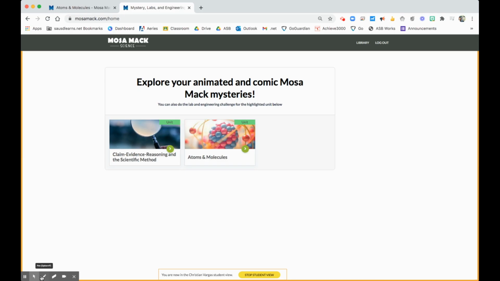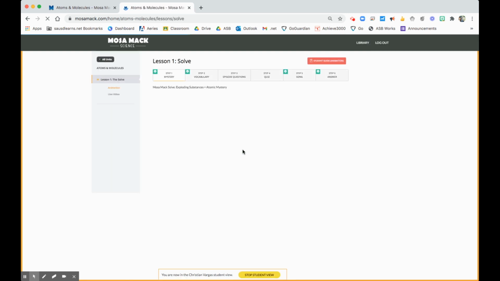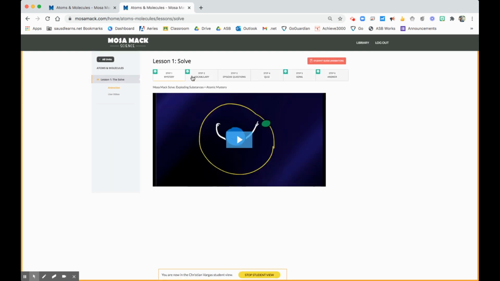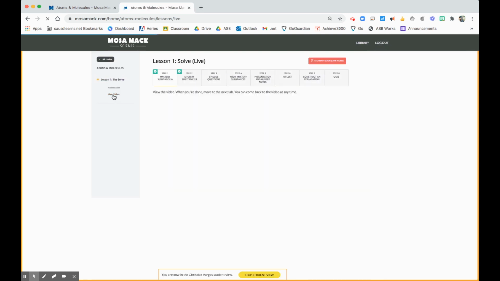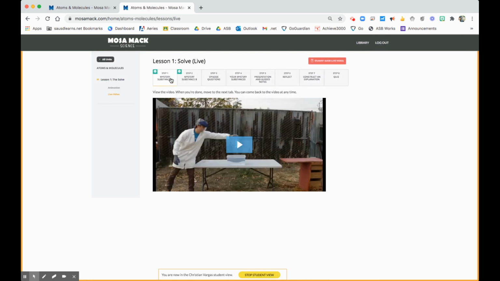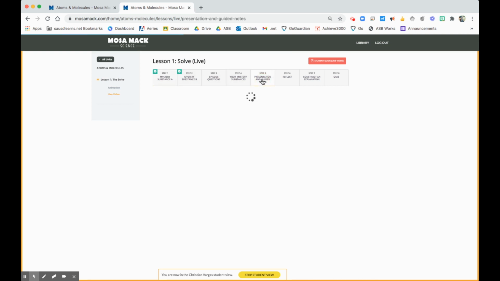Everyone. So today we are going to take a look at the Atoms and Molecules unit, live step 5. So here is your library so far, and we're going to go to the Atoms and Molecules unit. We already completed the entire animation, so we're going to go down to the live video, and we're going to go to step 5.